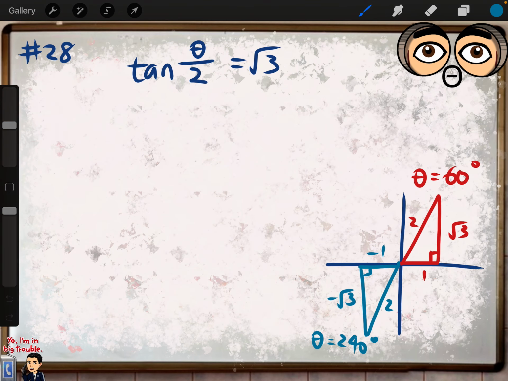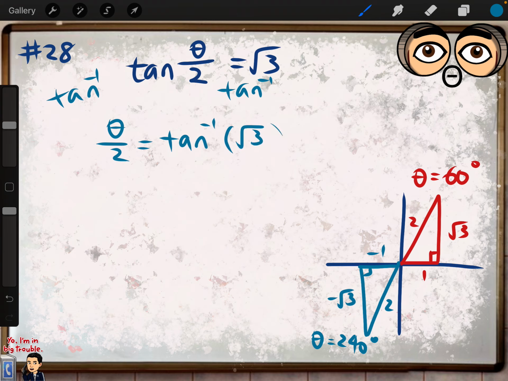All right, so first of all, we have tangent of theta over 2. What you're going to do is just put the inverse tangent on both sides. So what we're going to have is theta over 2 equals inverse tangent of rad 3. That pretty much gives you two different answers. So let's start with the blue one.